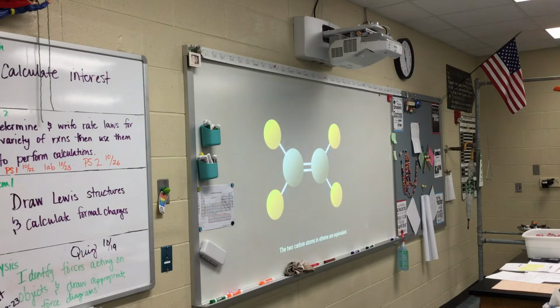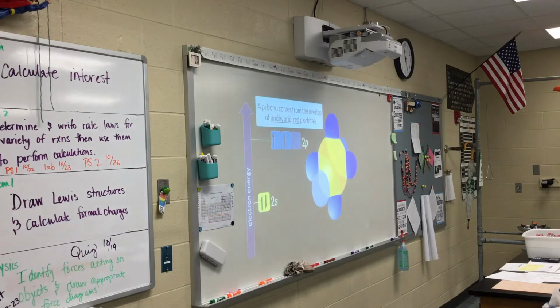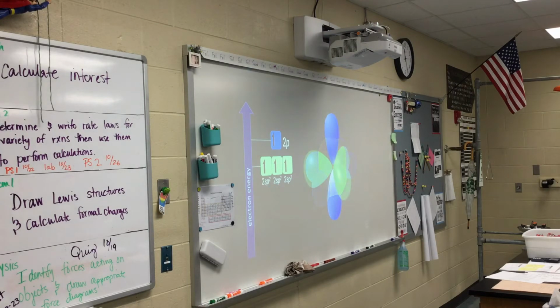The 2 carbon atoms in ethene are equivalent, so let's look at one of the carbon atoms first. A pi bond comes from the overlap of unhybridized p orbitals, and so the atom hybridizes only 3 orbitals, leaving a p orbital unhybridized for the pi bond. The hybrid orbital is called 2sp2, the superscript 2 denoting that only 2 2p orbitals have contributed to the hybridization. The 2sp2 hybrid orbitals exist in a plane perpendicular to the unhybridized 2p orbital.